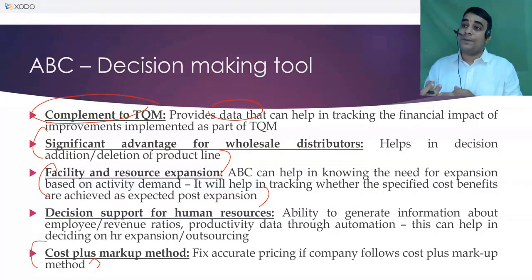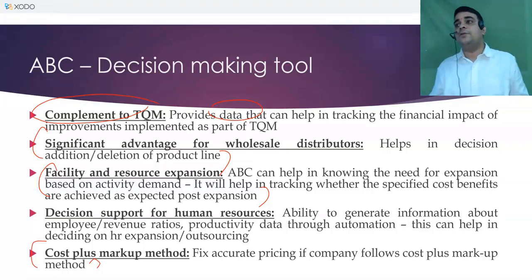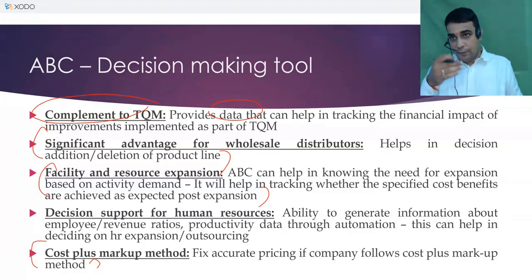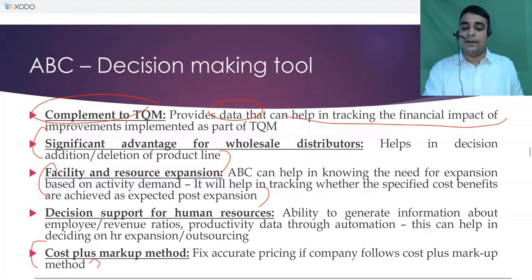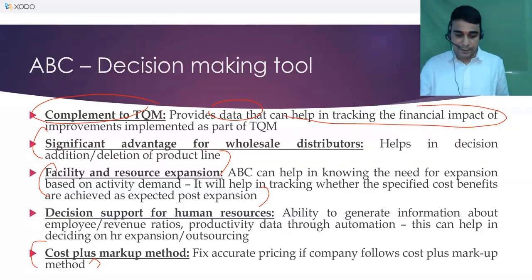It can provide data on percentage of rework. It can provide data on the amount incurred on inspection, and time spent on inspection. So it can give you quantitative data as well as information which is not there in the financial statement. You will not have information in the financial statement on the percentage of rejection or percentage of rework. All this data will have to be captured as part of your ABC. So it provides data that can help in tracking the financial impact of improvements implemented. Not only the financial, you can even analyze the non-financial aspect.